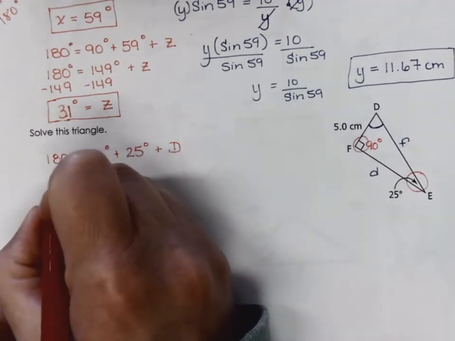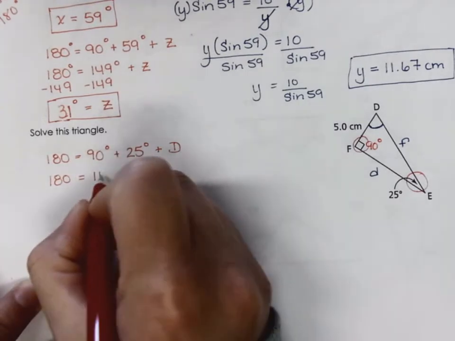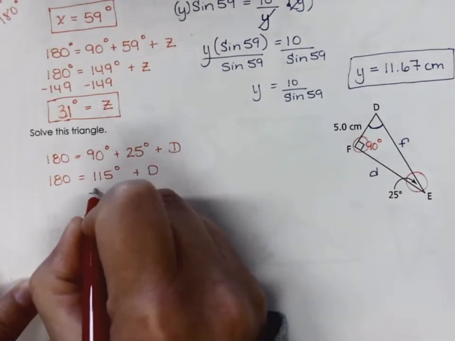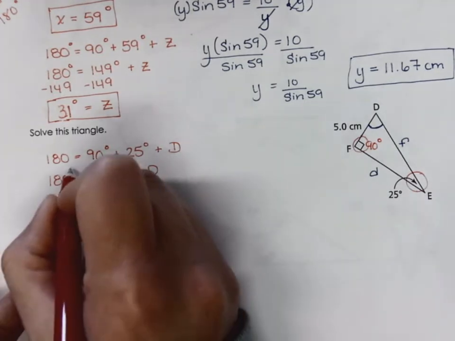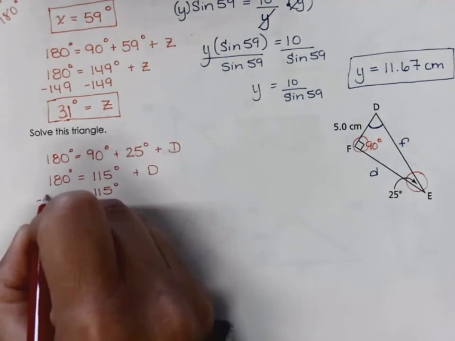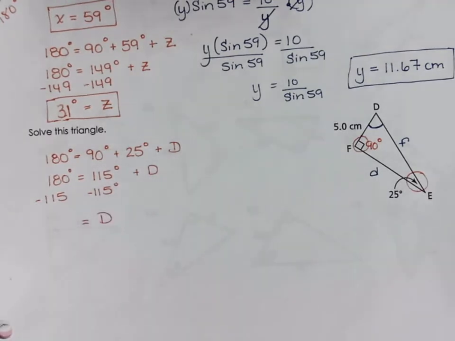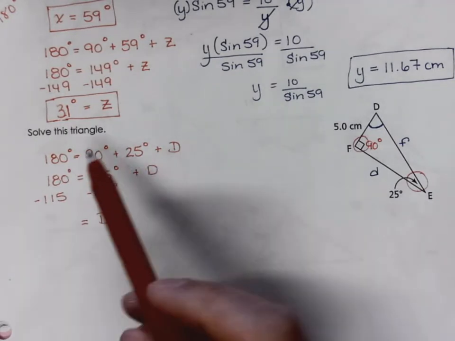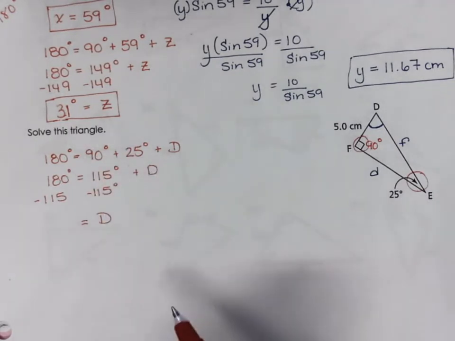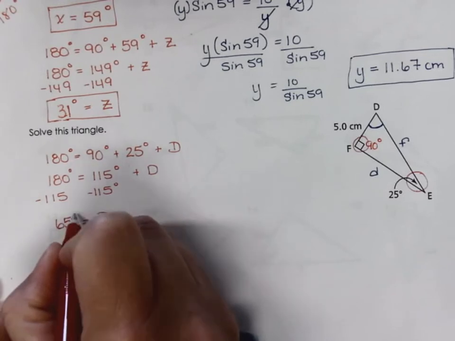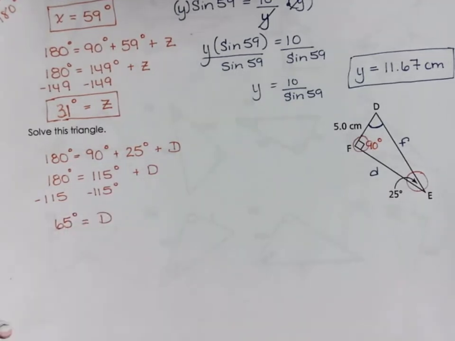Okay, so 180, 115 plus D, so minus 115. I keep forgetting the degree sign on the 180. It's really important that your answer has it. It's not super duper important that you have the degree all the way through. It's really super duper important that your answer has it.